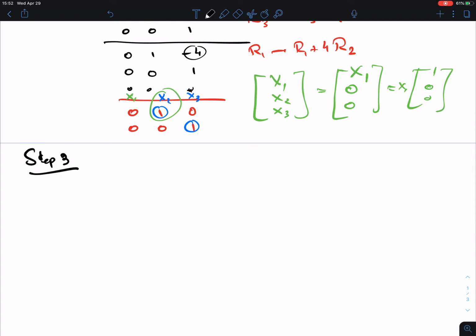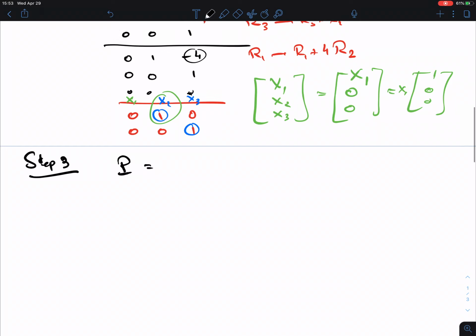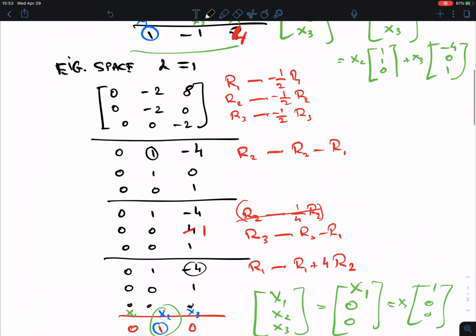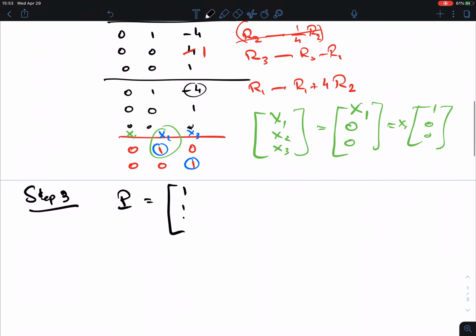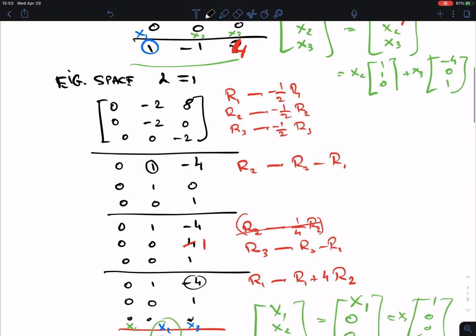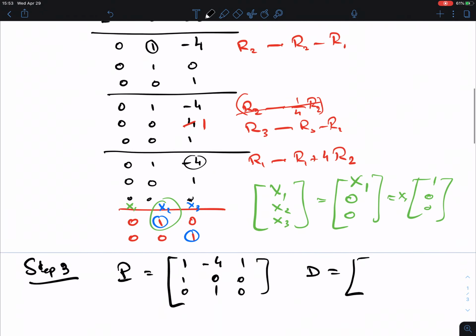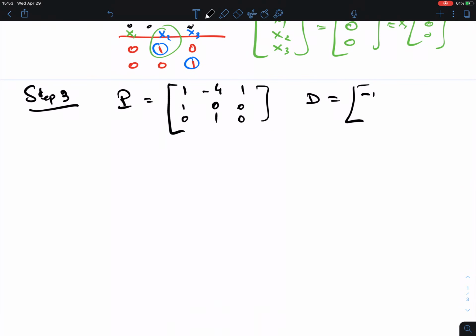The question in the homework problem was posed, we have P, and it's the same P that we had there. We take these two basis vectors and put them as columns, 1, 1, 0, 4, 0, 1, and we put this one, 1, 0, 0. But we also know what D is, because the first two correspond to -1. So -1, 0, 0, 0, -1, 0.